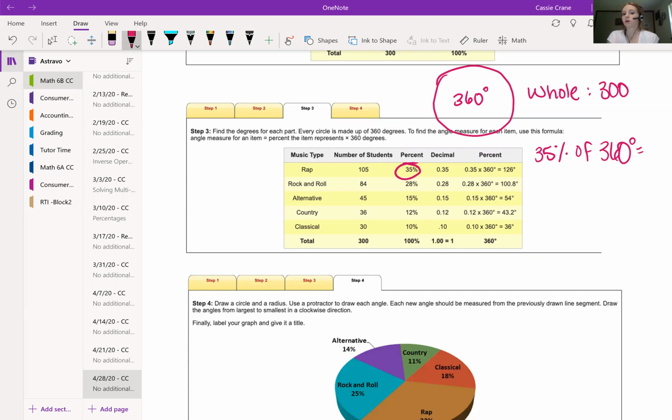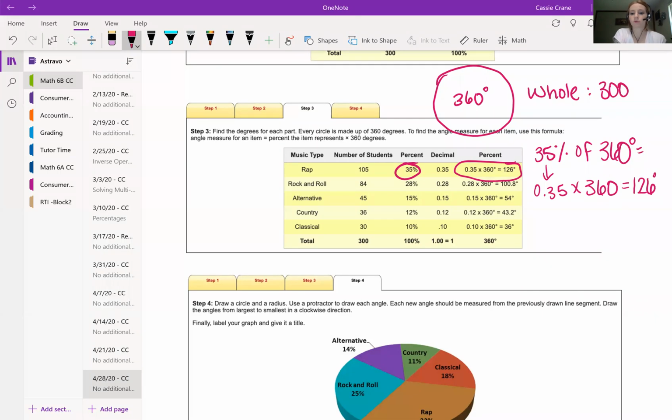Okay, so now we're doing all of our percentages, but now we're doing it out of our circle, which is 360 degrees. So to do that, we move this back into decimal form, 0.35. This is what they've done here. Multiply it by our whole, which is our circle degrees, and then we just multiply those. So 35% of a whole circle is 126 degrees. So we know that our sector of that circle for rap needs to measure 126 degrees.